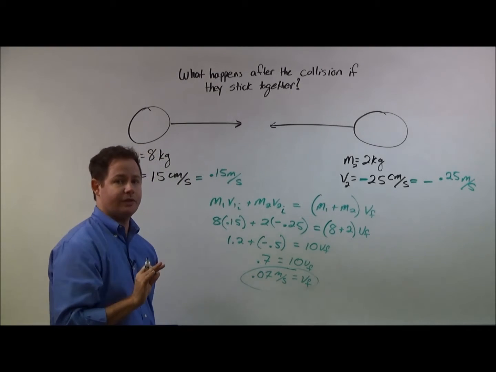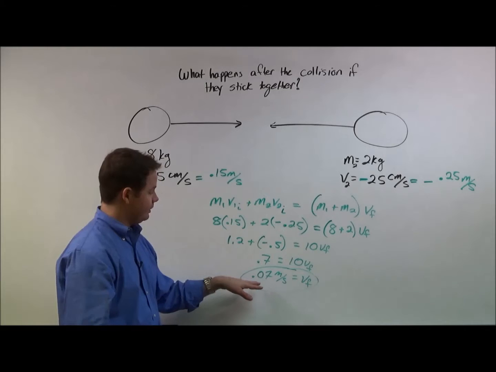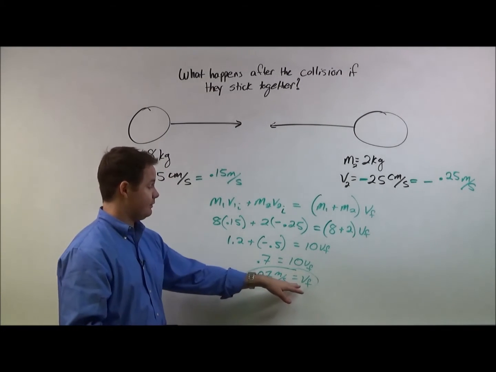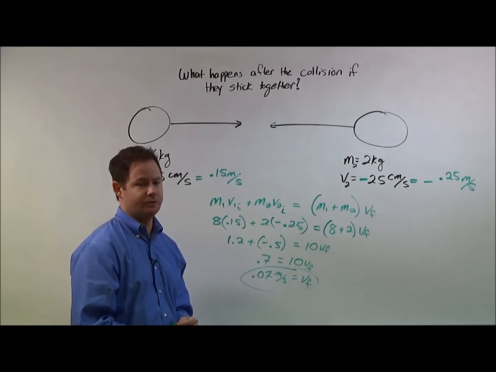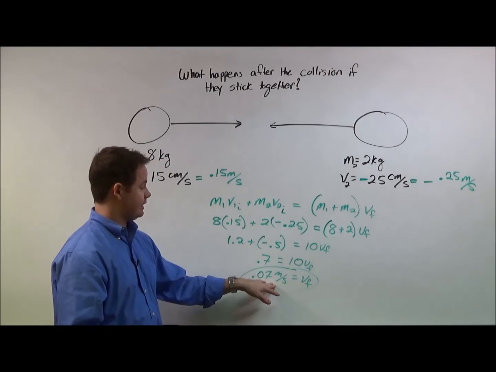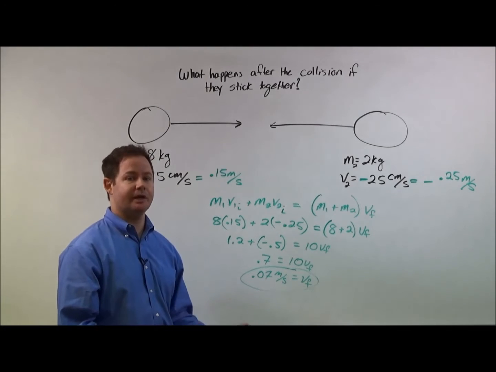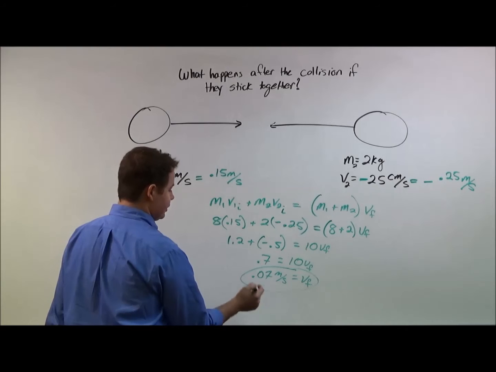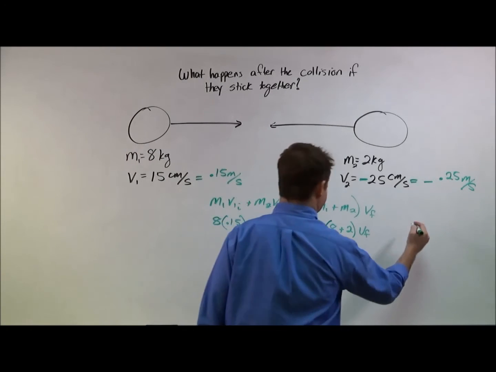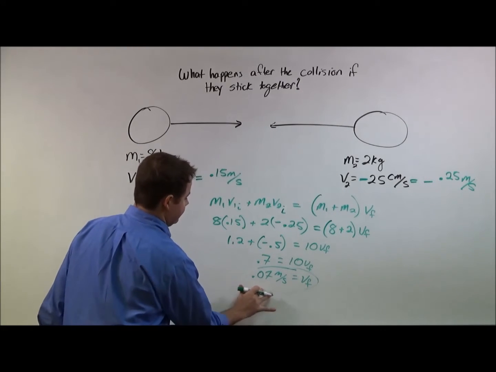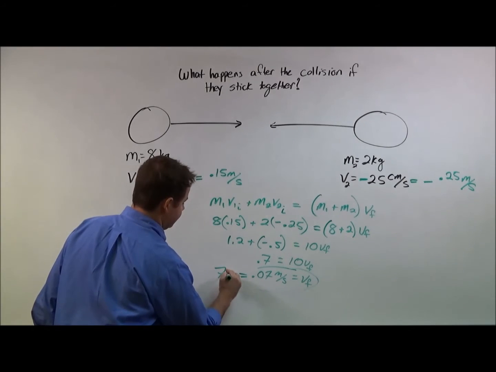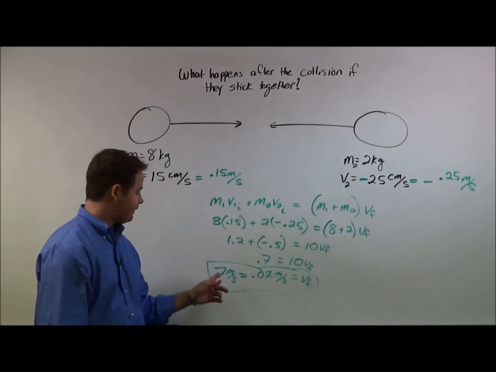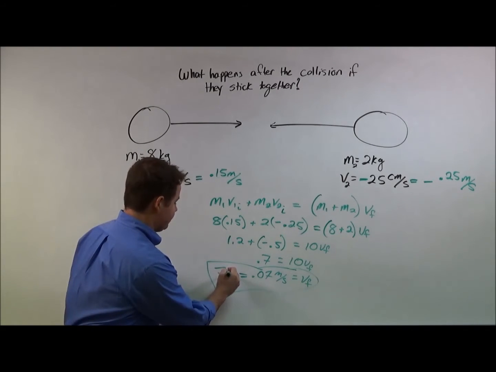Now there are two important things for us to notice on this. First of all, this is in meters per second. If the problem is asking for you to convert back into the original units, then you can convert meters per second into centimeters per second by multiplying by 100. So 0.07 meters per second would be equivalent to a final velocity of 7 centimeters per second.